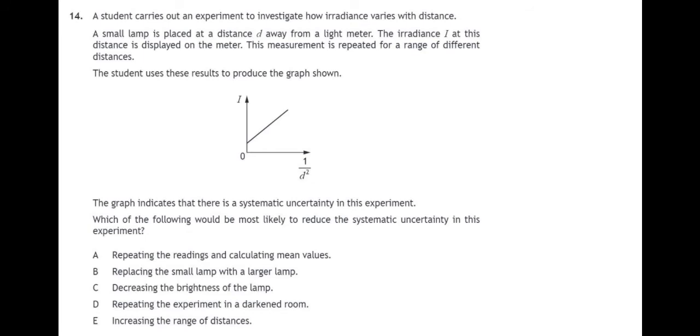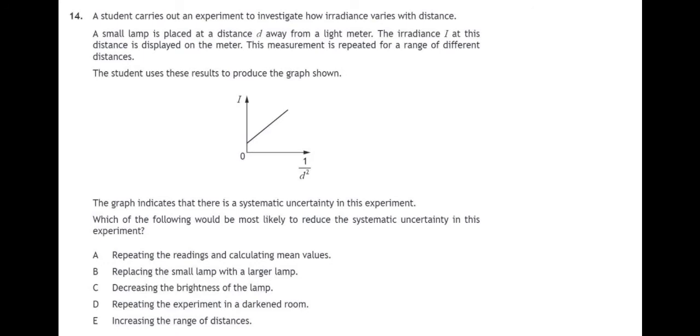Number 14. A student carries out an experiment to investigate how irradiance varies with distance. A small lamp is placed at a distance d away from a light meter. The irradiance I at this distance is displayed on the meter. This measurement is repeated for a range of different distances. The student uses these results to produce the graph shown. The graph indicates there is a systematic uncertainty in this experiment. Which of the following would be most likely to reduce the systematic uncertainty in this experiment?